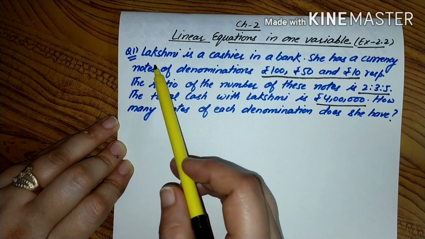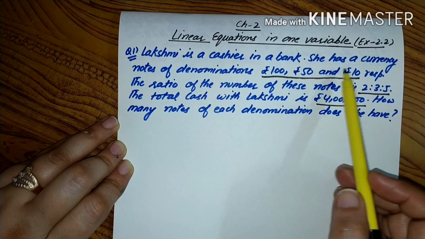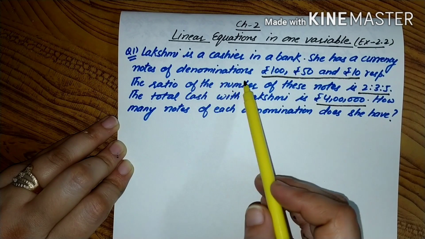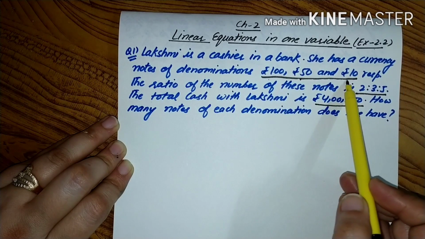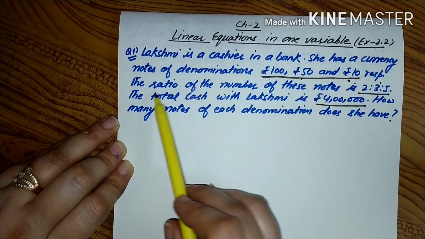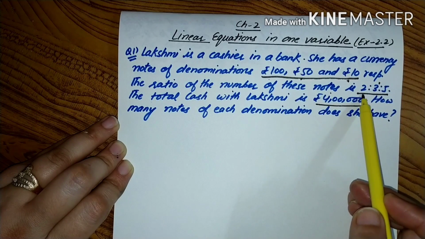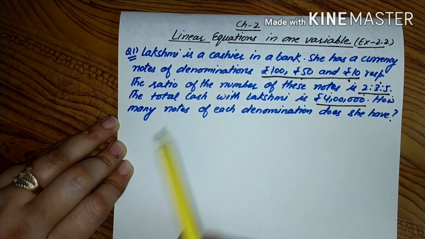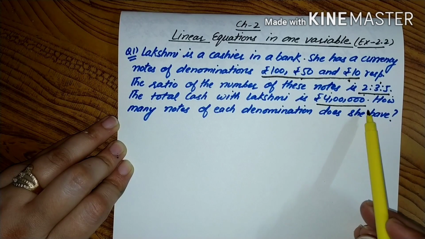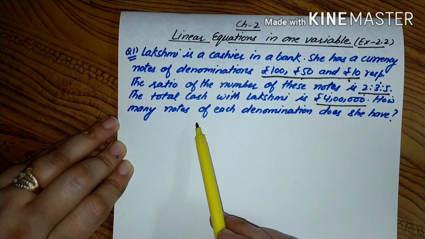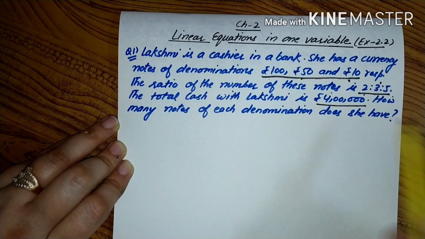Question number 1. Lakshmi is a cashier in a bank. She has currency notes of denominations rupees 100, rupees 50 and rupees 10 respectively. The ratio of the numbers of these notes is 2 is to 3 is to 5, and the total cash with Lakshmi is rupees 4 lakh. How many notes of each denomination does she have?